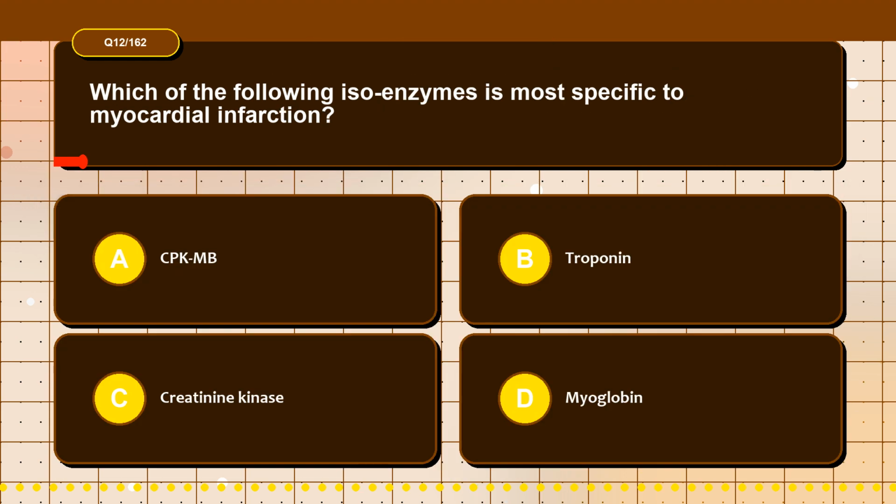Question 12. Which of the following isoenzymes is most specific to myocardial infarction? Here are the options. Option A, CPK-MB. Option B, troponin. Option C, creatine kinase. Option D, myoglobin.